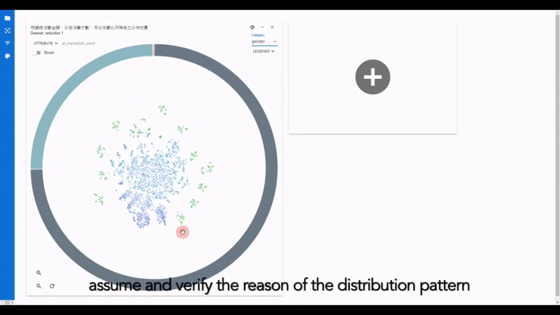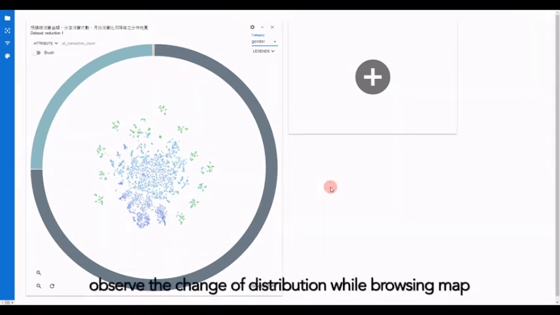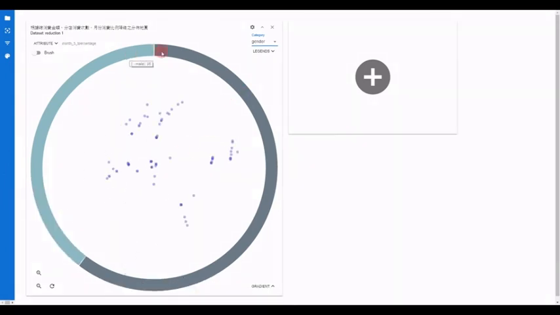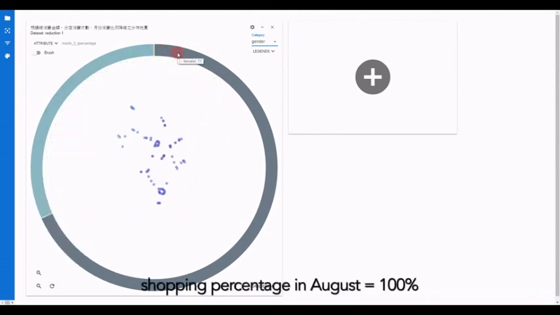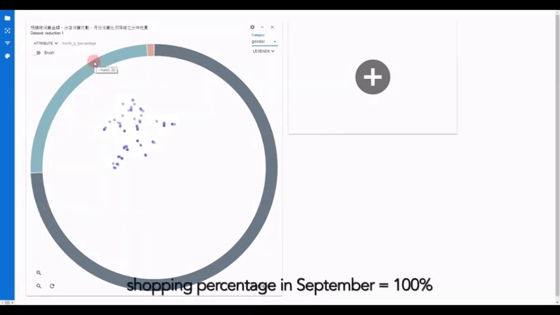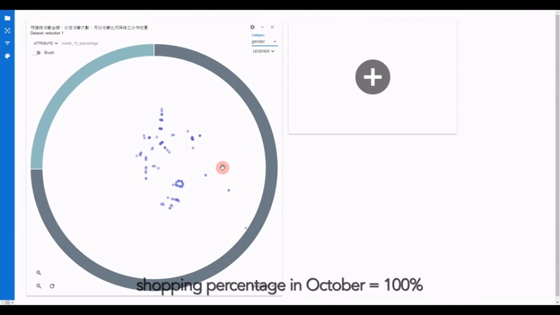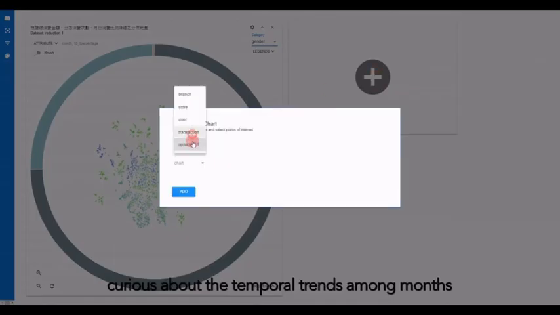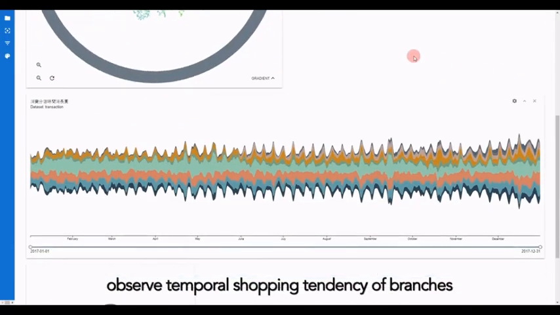Assume and verify the reason of the distribution pattern. Observe the change of distribution while browsing the map. Shopping percentage in August is 100%. Shopping percentage in September is 100%. Shopping percentage in October is 100%. Curious about the temporal trends among months. Observe temporal shopping tendency of branches.